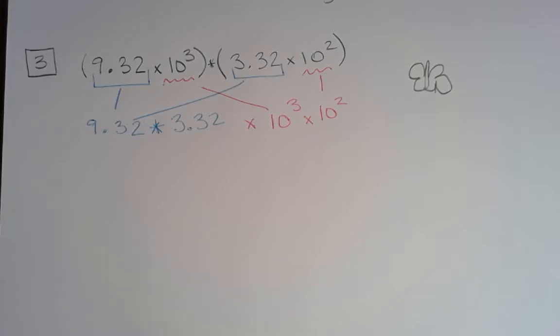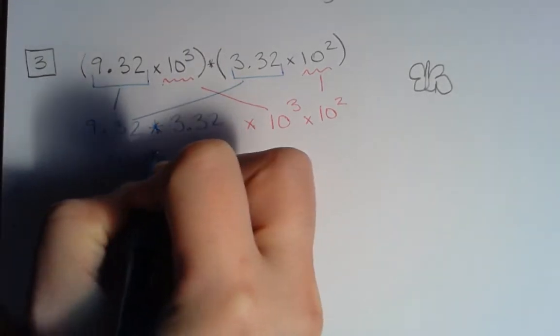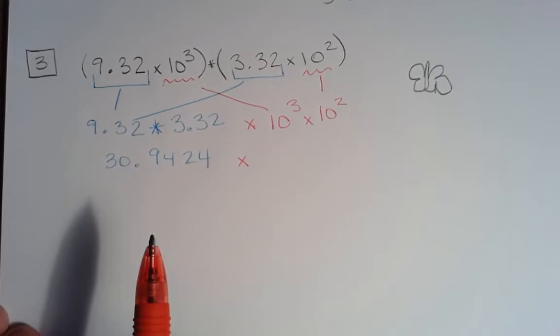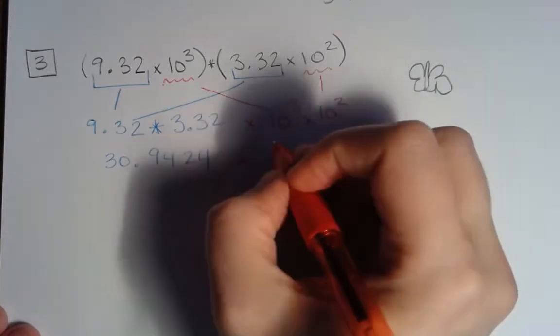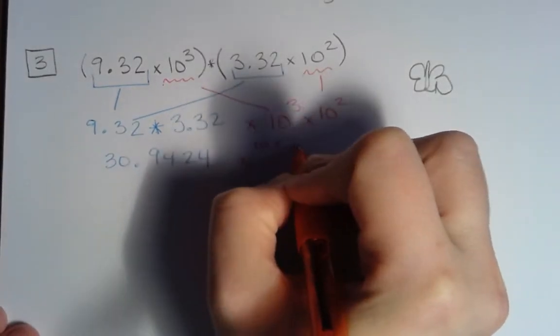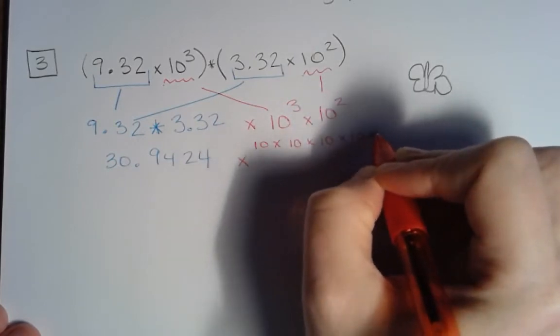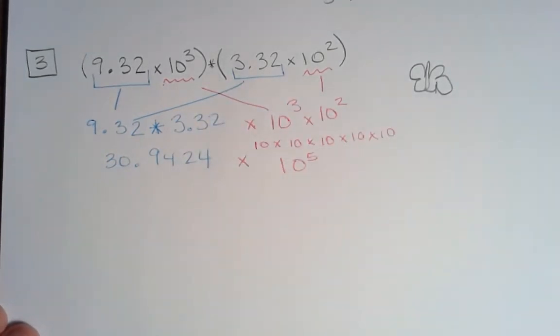I'm just going to use my calculator, 9.32 times 3.32, and that gives me this number, 30.9424. Here's my scientific notation. I will come back to that, don't worry. I've got 10 to the 3rd power times 10 to the 2nd power. This is the last time I'll write this out, but 10 raised to the 3 is 10 times 10 times 10. 10 raised to the 2 is 10 times 10. 1, 2, 3, 4, 5. 10 raised to the 5th power.